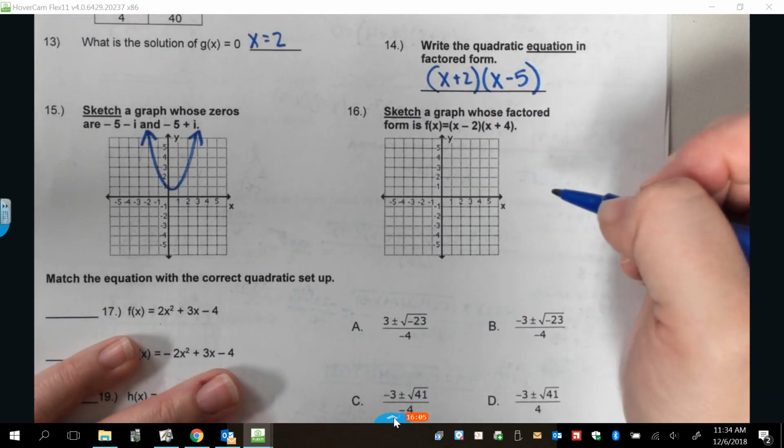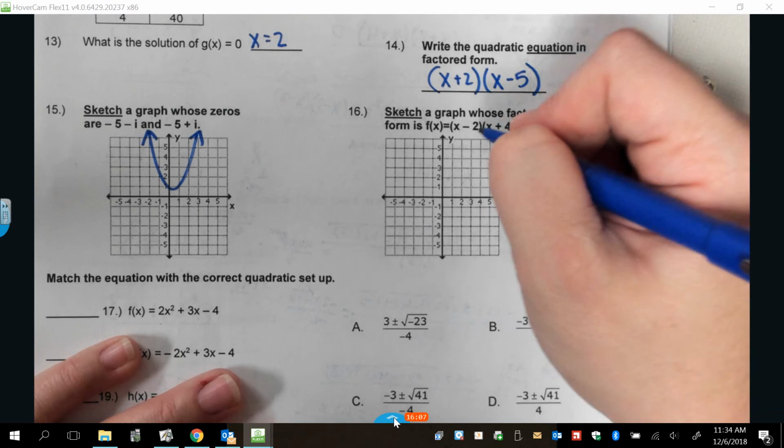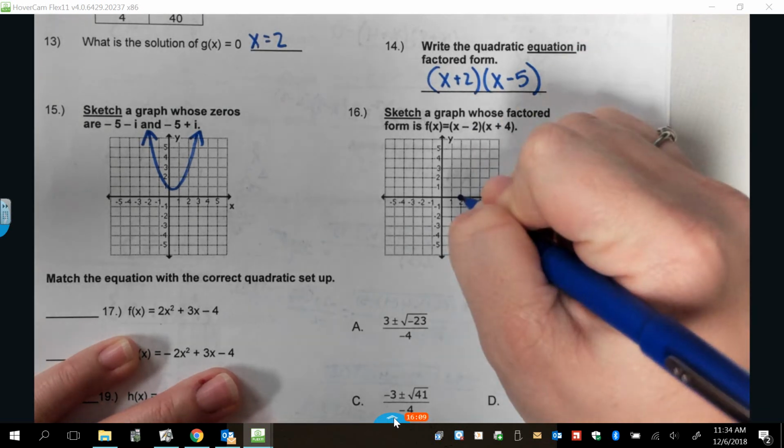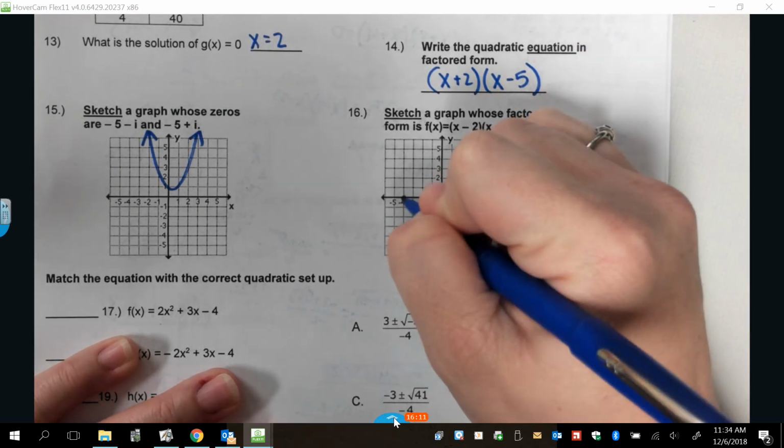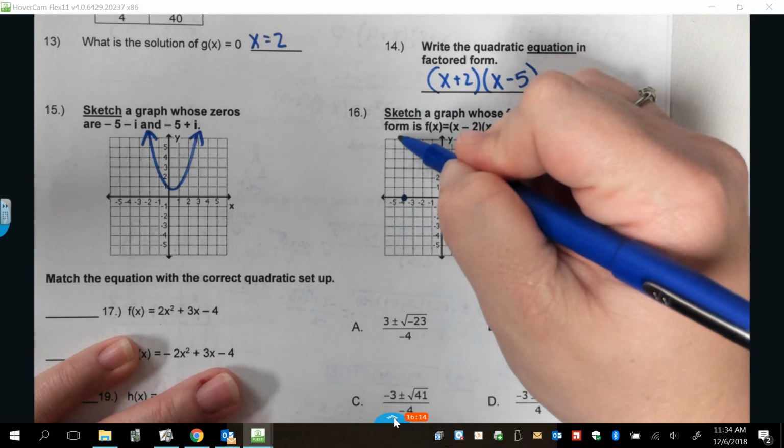Number 16 says sketch a graph whose factored form is this. So what's the opposite of -2? It's +2. Opposite of +4 is -4, and it's going to open upwards.